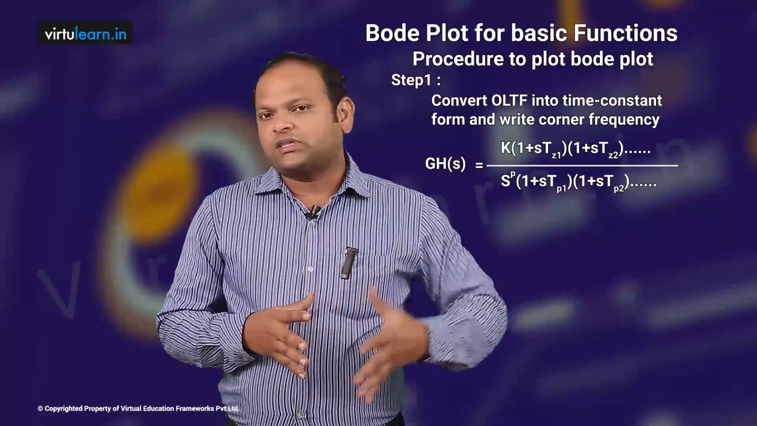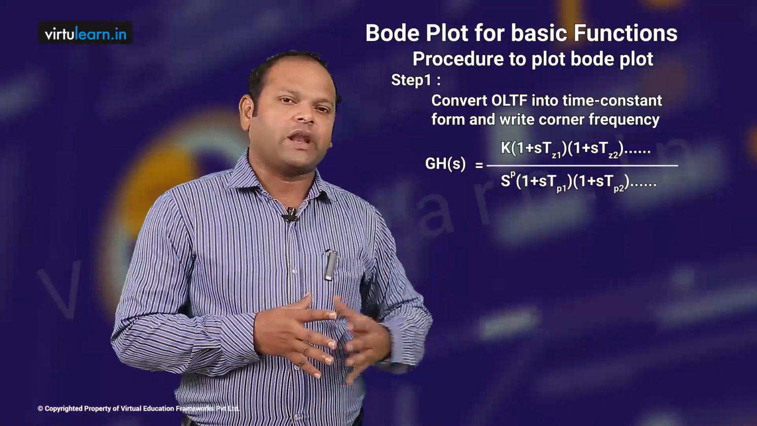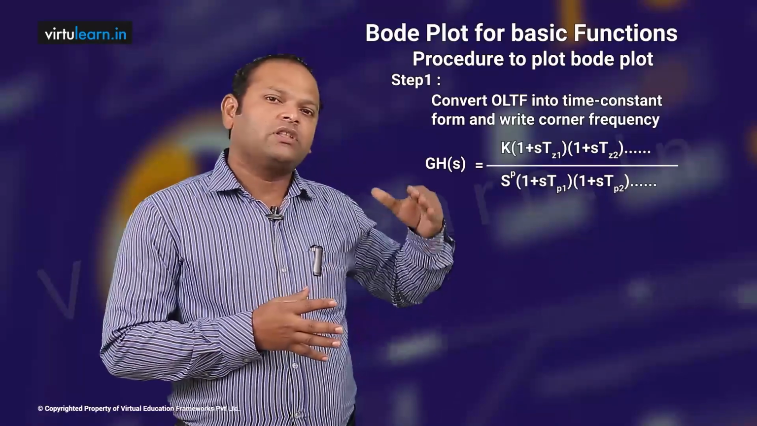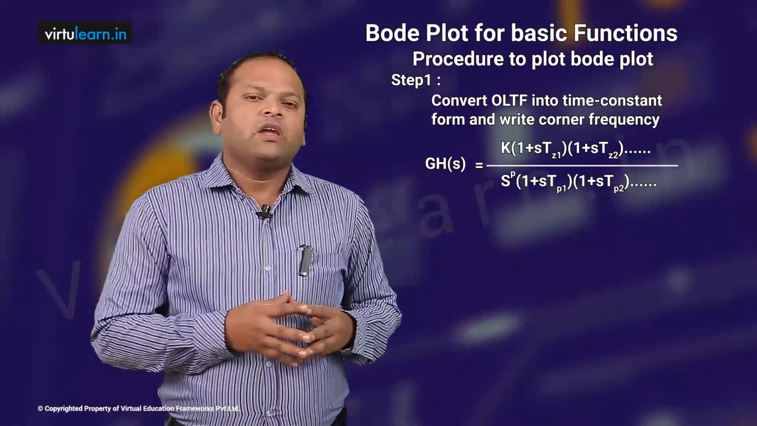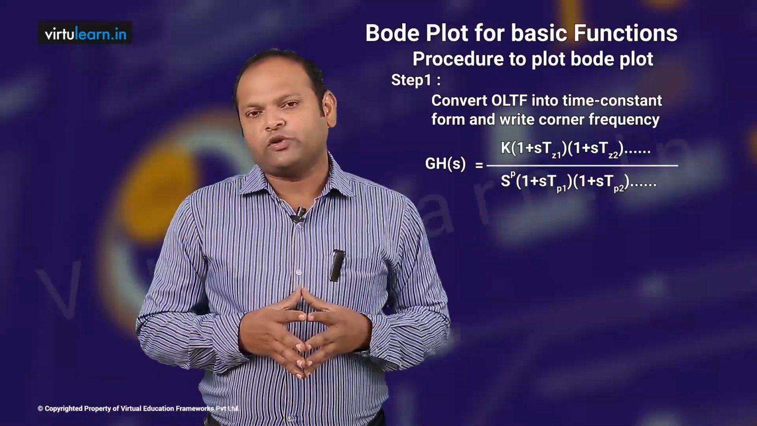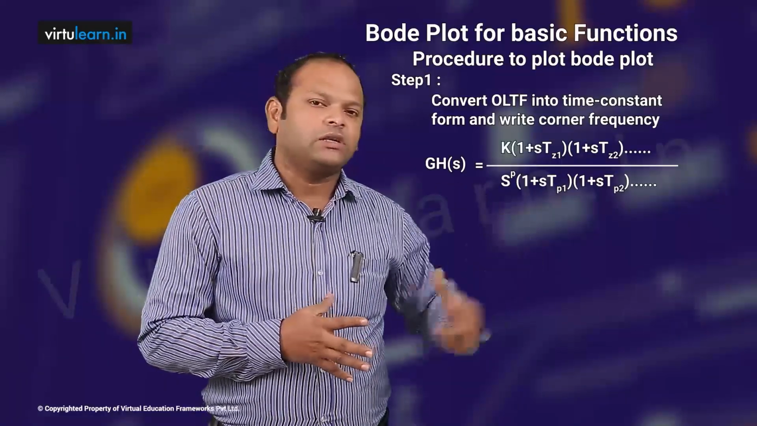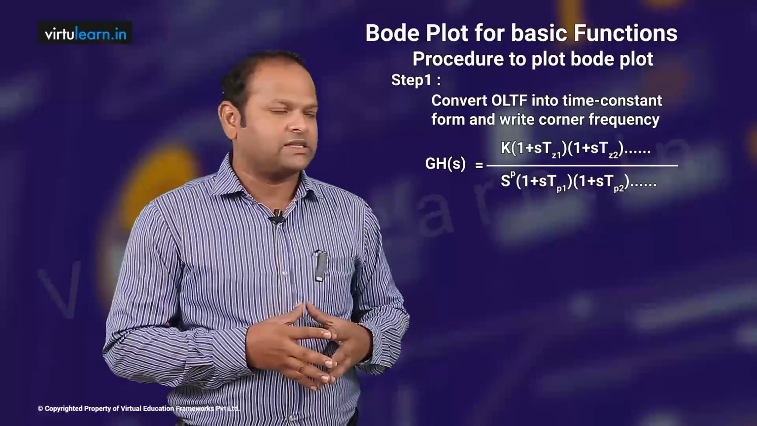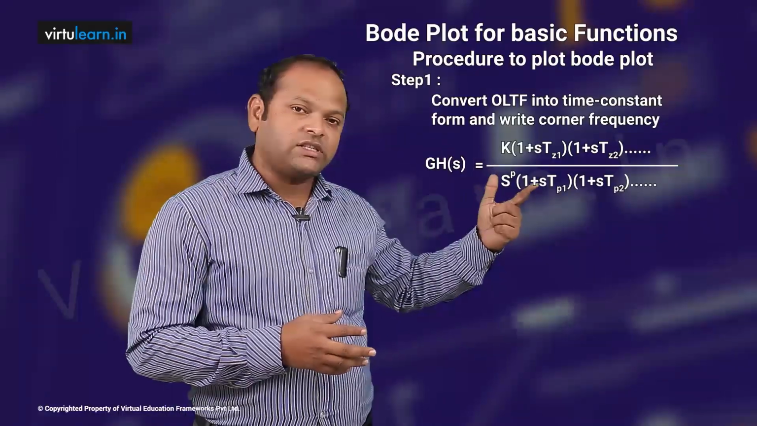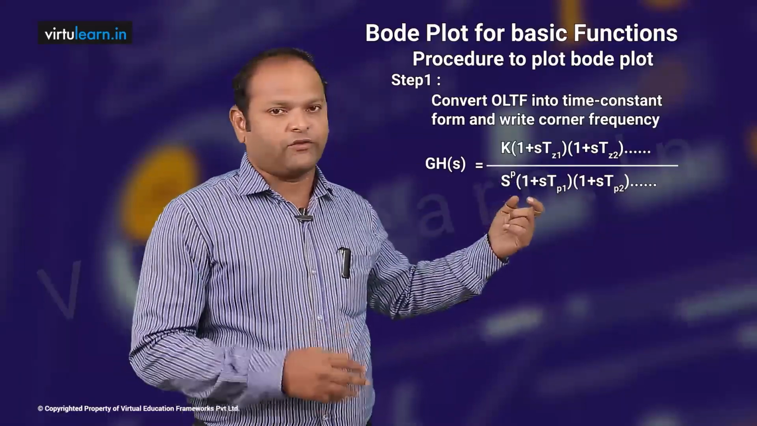Now, the first step is we need to convert the given transfer function. If it is not in the time constant form, convert it into the time constant form and write the corner frequencies. We know what the corner frequencies are. The corner frequency is the frequency at which the magnitude plot changes its direction. It is also called the break frequency. Now the corner frequencies are pole frequencies or zero frequencies.